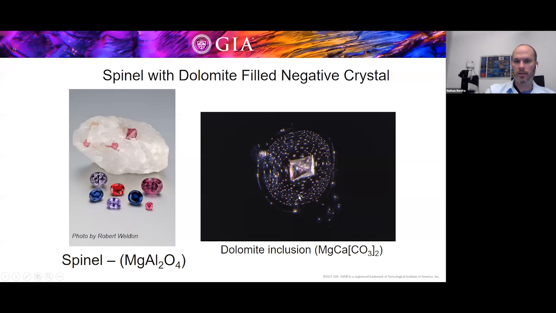So when you get inclusions incorporated into spinel that are carbonates, you might have these negative crystals that capture some of that host rock or the growth fluid. And so solid inclusions might be dolomite, and you might also have a fluid component like you see in this negative crystal.